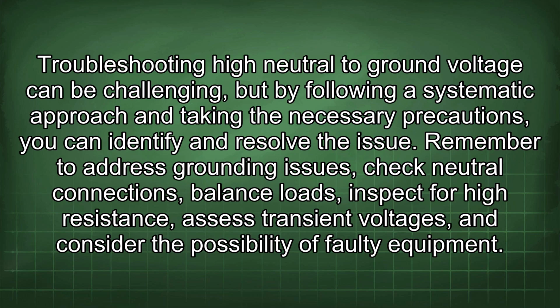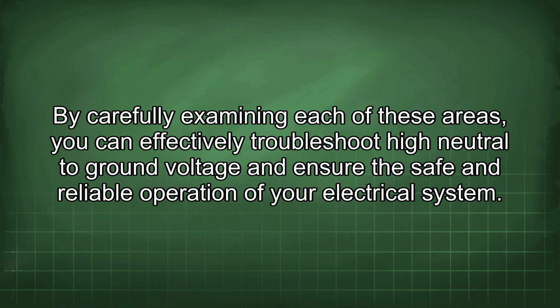Troubleshooting high neutral to ground voltage can be challenging, but by following a systematic approach and taking the necessary precautions, you can identify and resolve the issue. Remember to address grounding issues, check neutral connections, balance loads, inspect for high resistance, assess transient voltages, and consider the possibility of faulty equipment. By carefully examining each of these areas, you can effectively troubleshoot high neutral to ground voltage and ensure the safe and reliable operation of your electrical system.